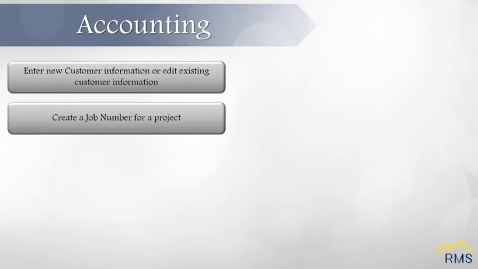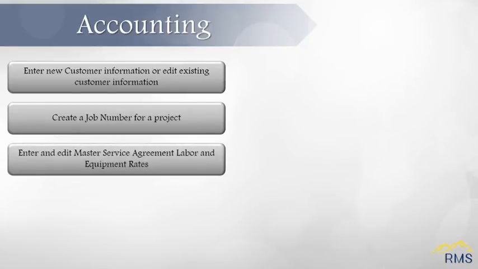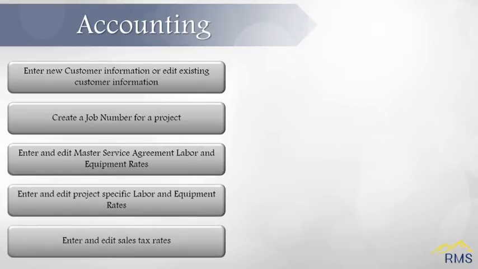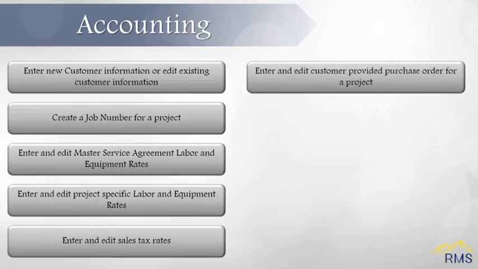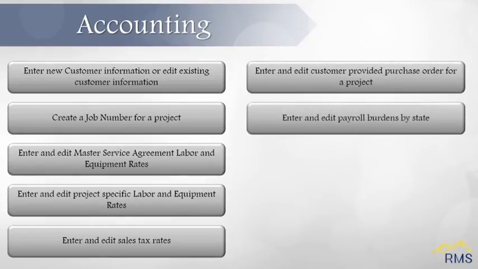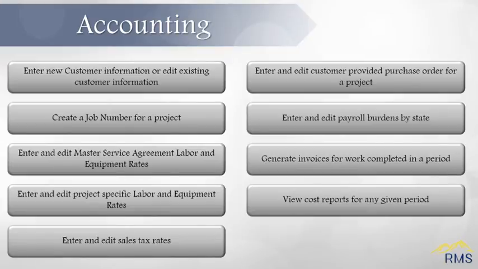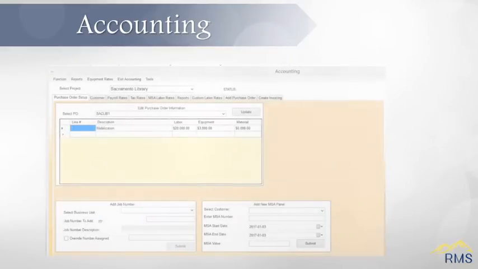The accounting module allows the user to perform the following functions: enter new customer information or edit existing customer information, create a job number for a project, enter and edit master service agreement and equipment rates, enter and edit project-specific labor and equipment rates, enter and edit sales tax rates, enter and edit customer-provided purchase orders for a project, enter and edit payroll burdens by state, generate invoices for work completed in a period, and view cost reports for any given period.